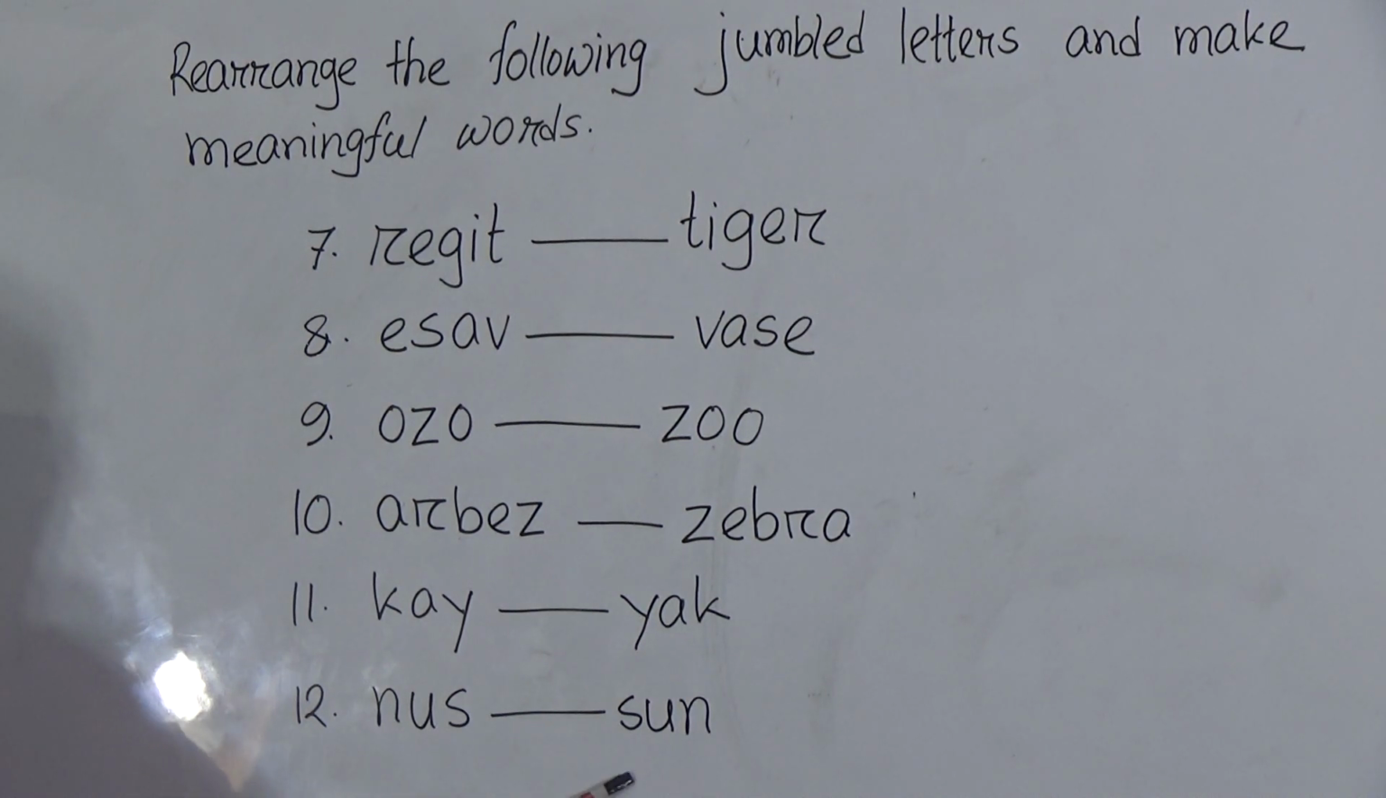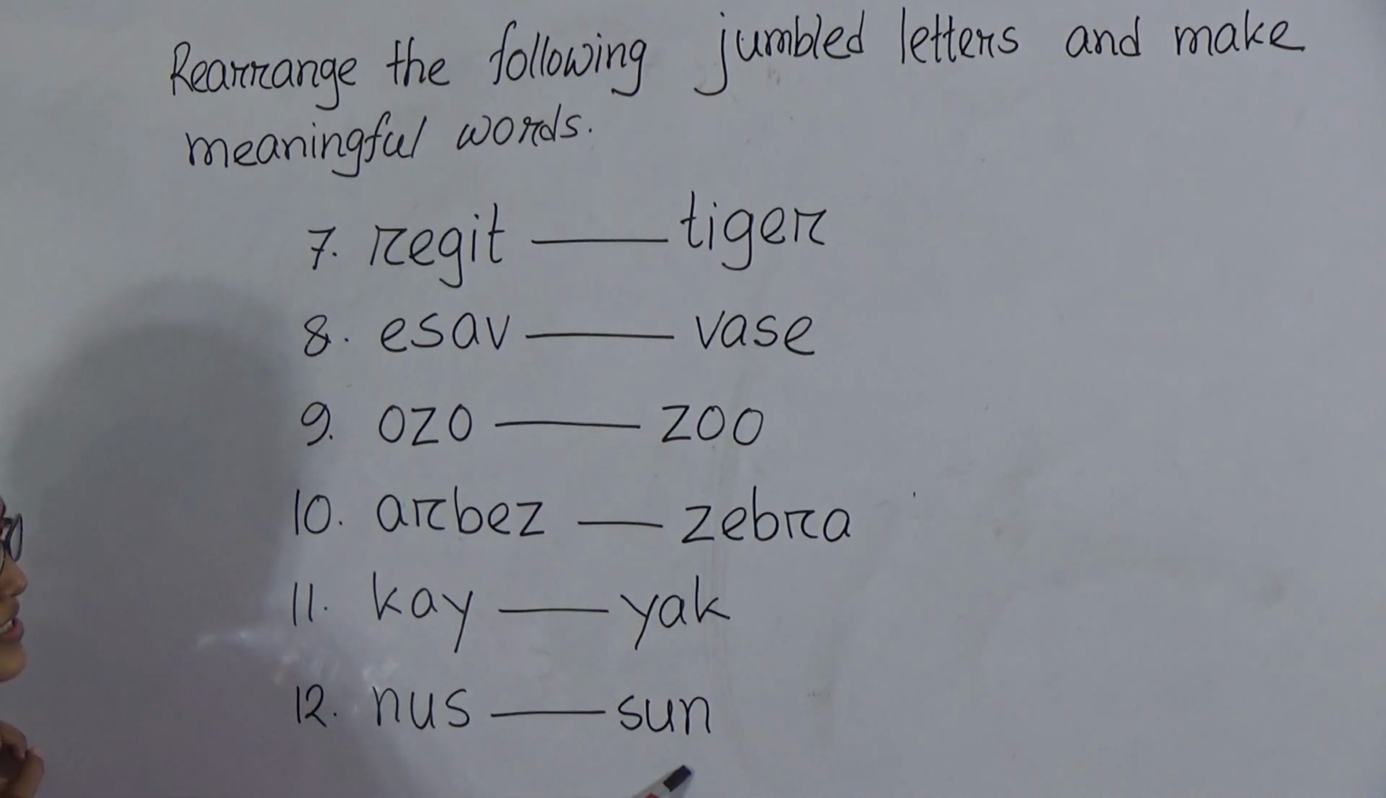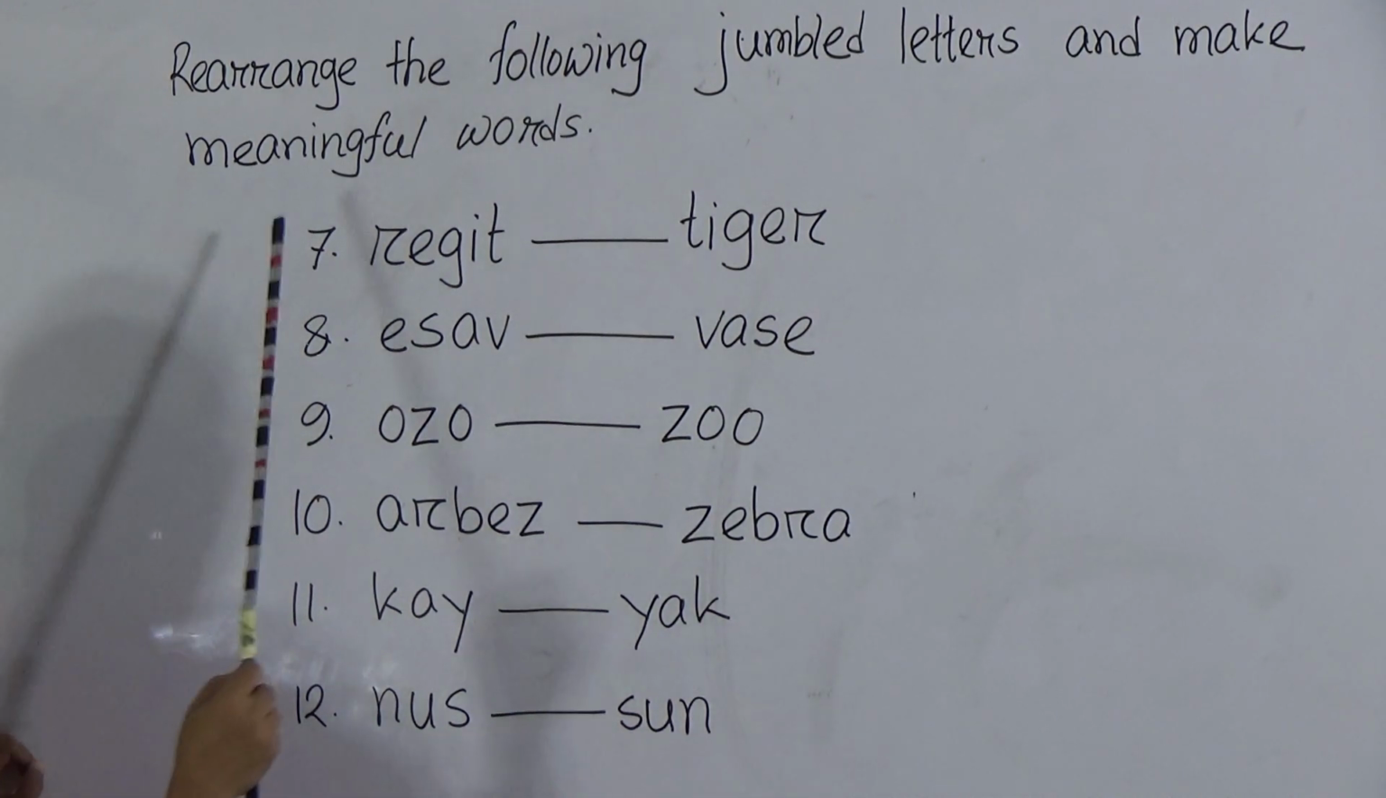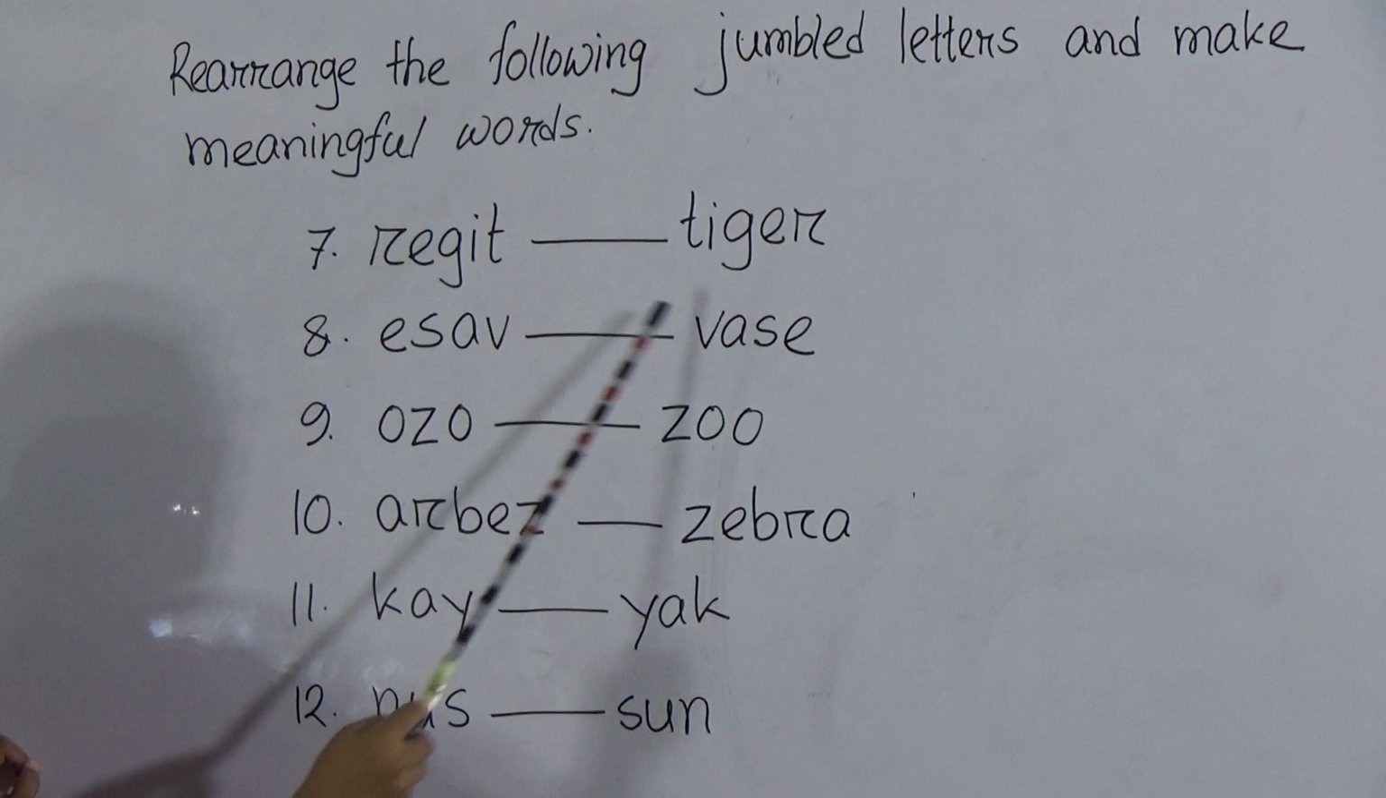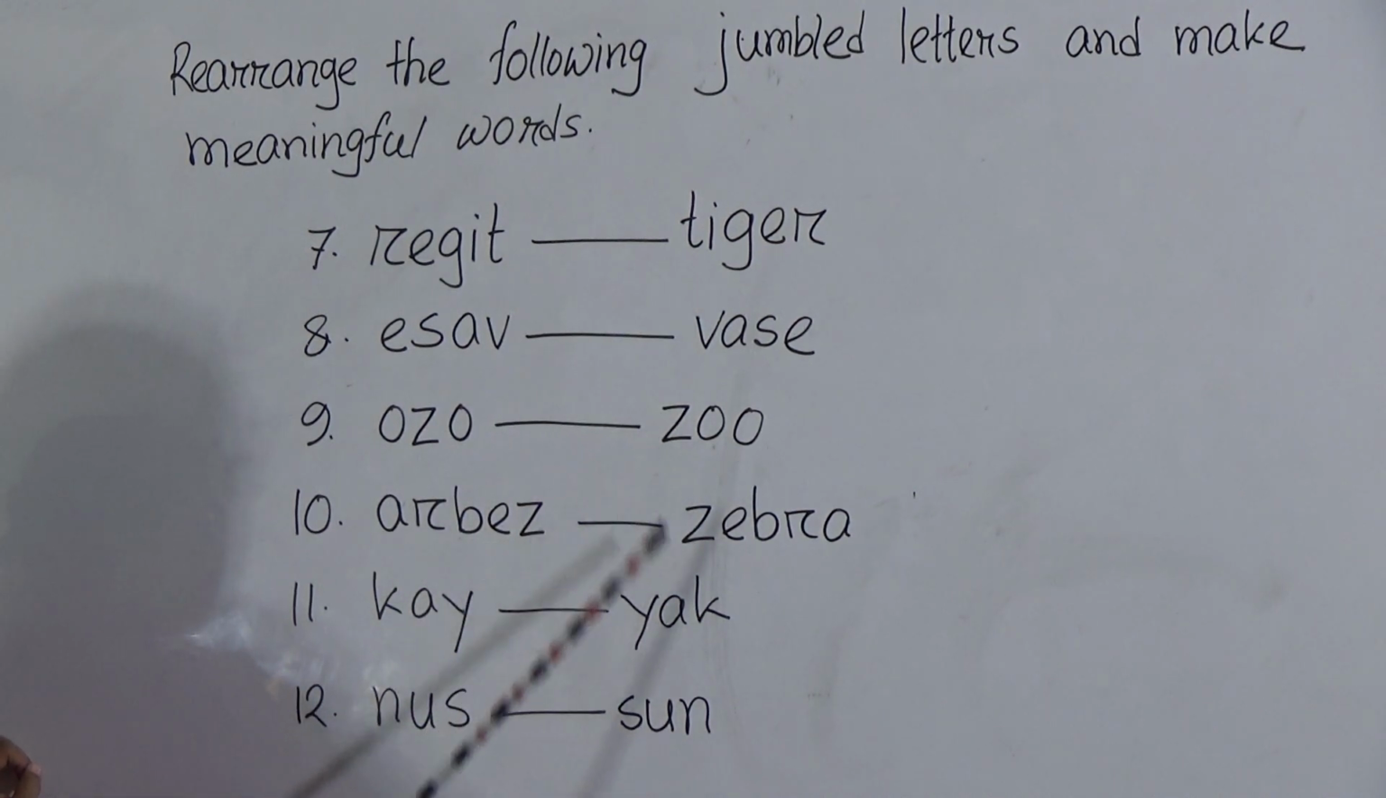And the meaningful word is sun. S-U-N, sun. Students, that means today we have learned 6 words, and they are tiger, vase, zoo, zebra, yolk, and sun.